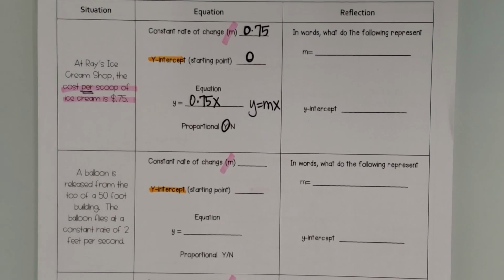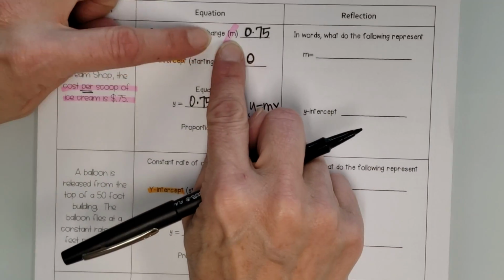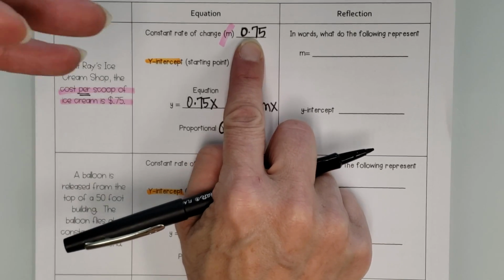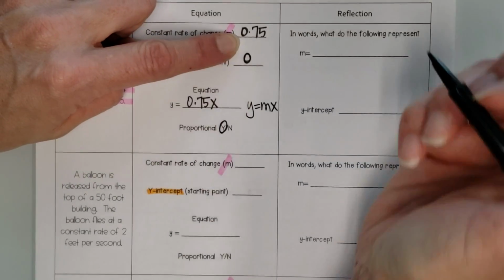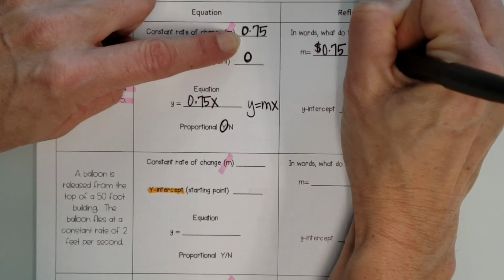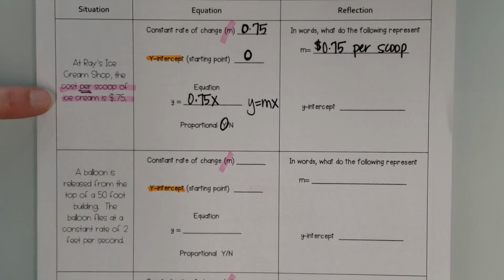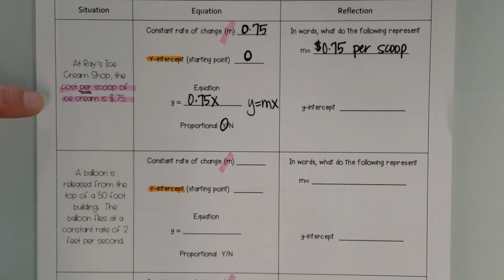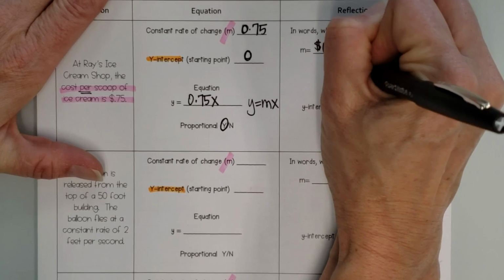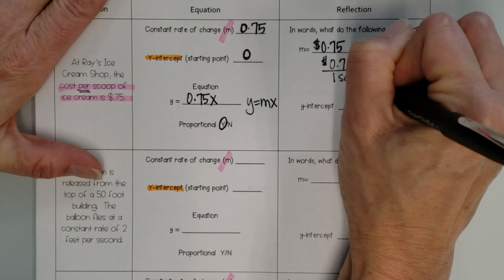Okay, so now let's talk about what these actually mean. It says, in words, what do the following represent? So what does this M represent? Basically, you just have to kind of copy what's over here as long as you understand it. This 75 cents means that it's 75 cents per scoop. That's all it means. Just exactly what it says here. Okay? So if I was to write this out in ratio, it would be like this. 75 cents to 1 scoop. Like that.